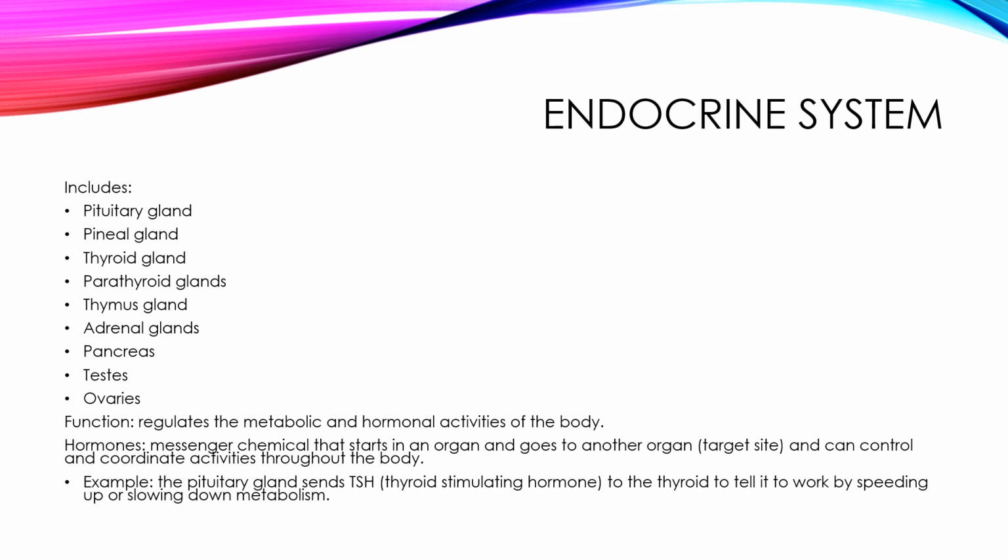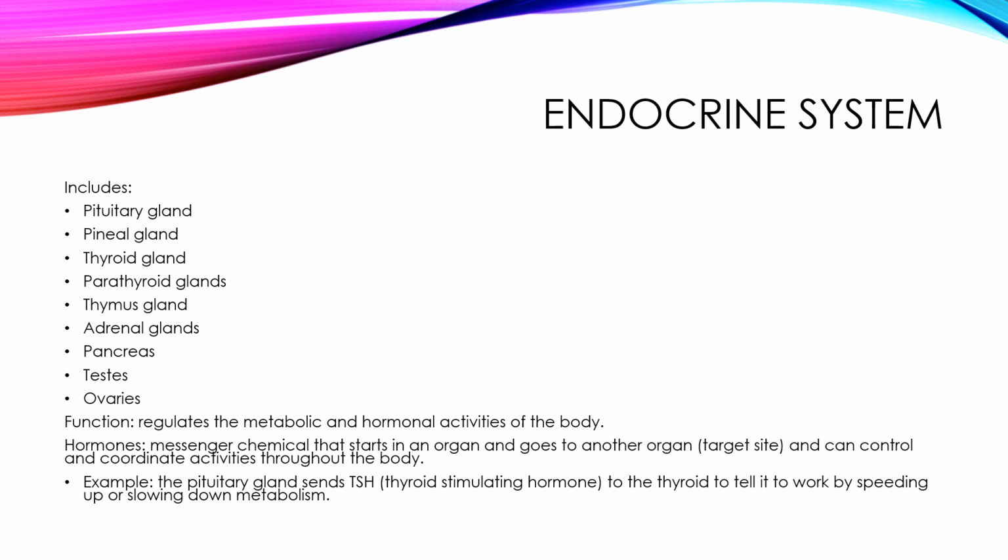Hormones, they are your messenger chemicals that start in an organ and go to another organ, or your target site, to help control and coordinate activities through your body. So, for example, your pituitary gland sends TSH, which is thyroid stimulating hormone, which goes, guess where? To the thyroid, to tell it how to work and tell it to speed up or slow down your metabolism.